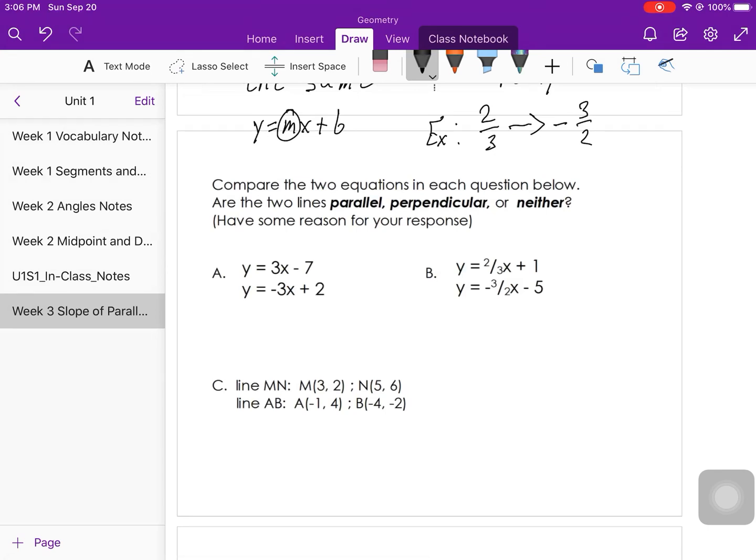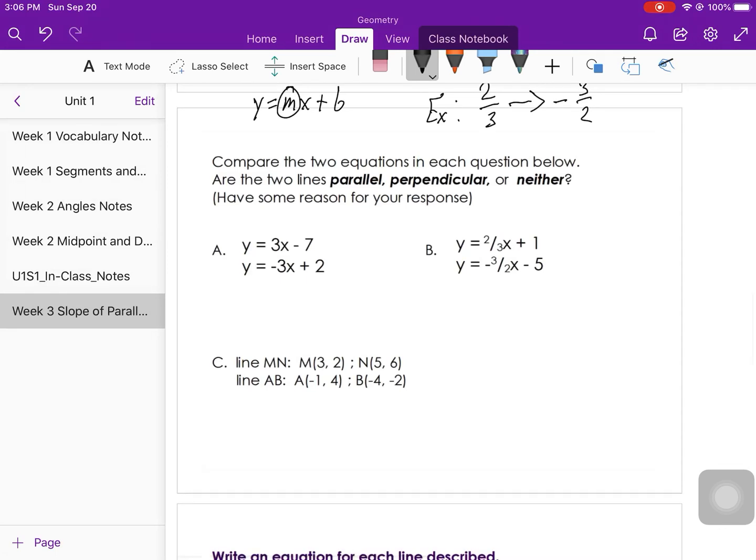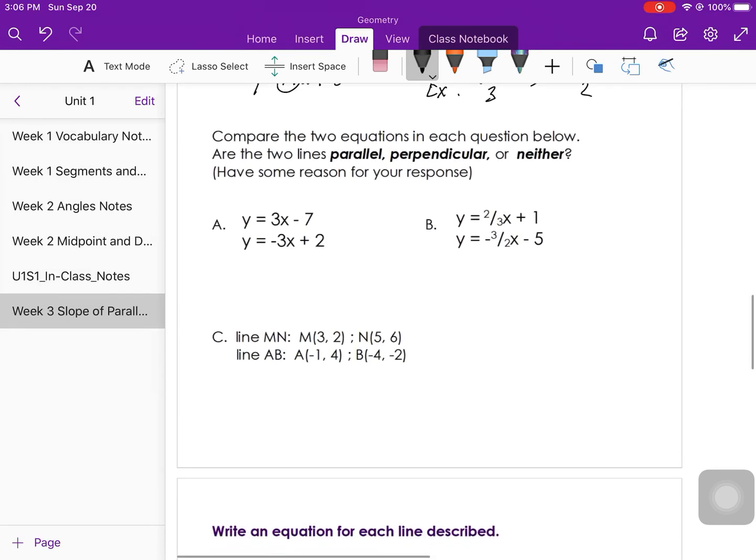Next question says, compare the two equations in each question below. Are the two lines parallel, perpendicular, or neither? So we can have instances where they're not parallel or perpendicular. So we want to be careful with these. And then it says have some reason for our response. So we're just going to talk about the reasoning as we go.